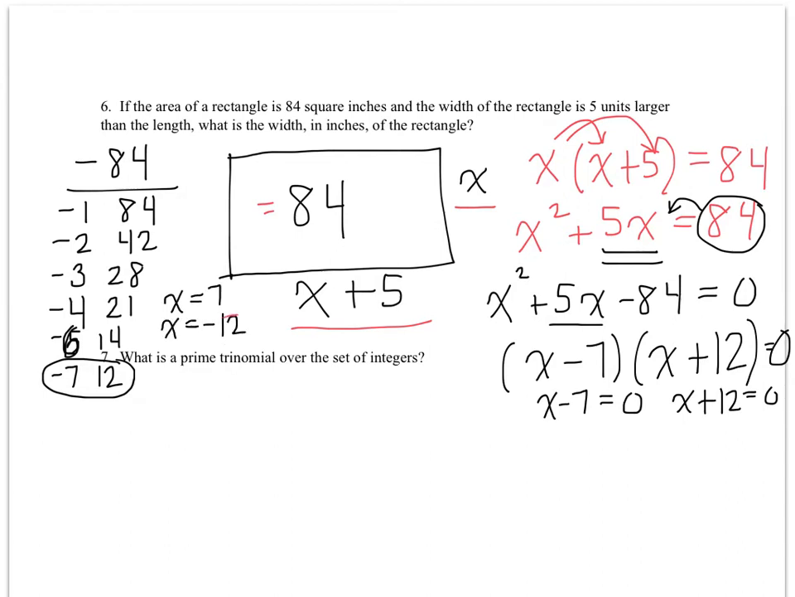Well, it can't be that one. We can reject that one because you can never have a length that's negative. And if you were to substitute negative 12 for x, that would mean that your length is negative 12, and that can't be. So that leaves us with 7. That means that this rectangle has a length of 7 and a width of 7 plus 5. It asked us only to find the width. So our width is 12.